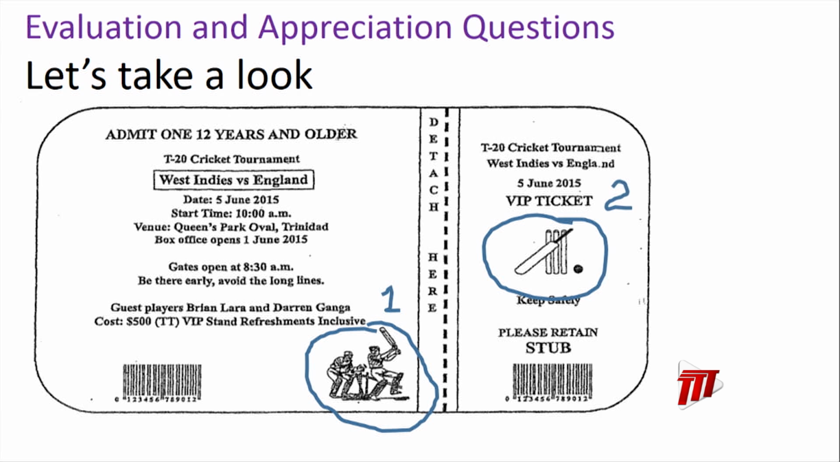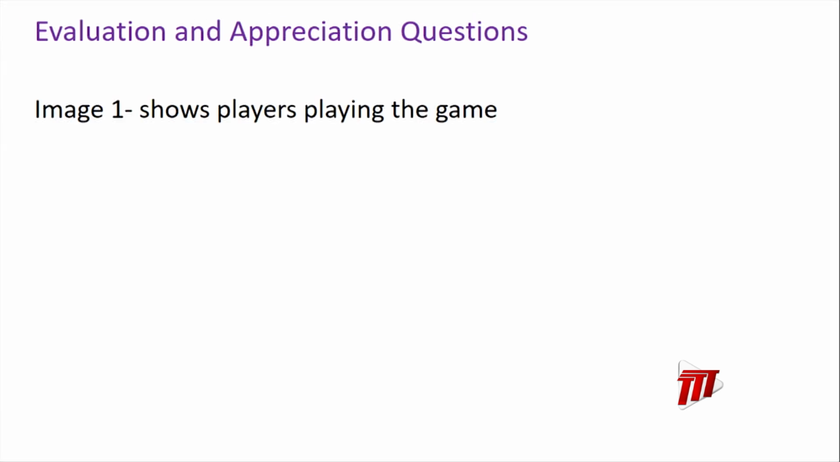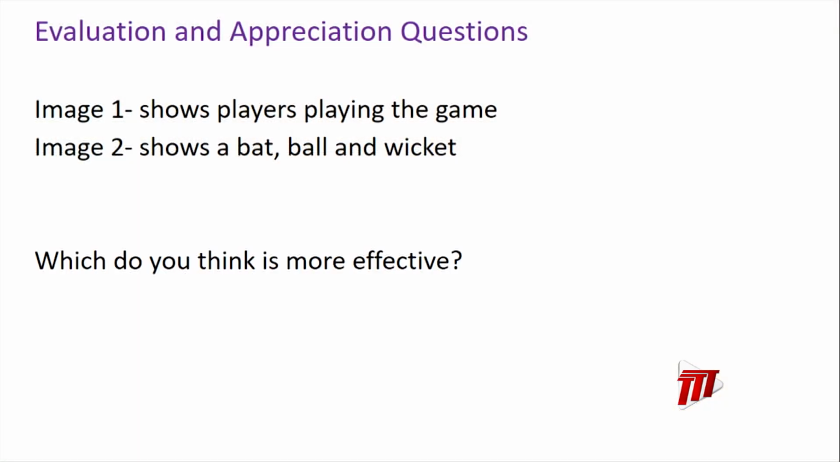We also saw earlier that both images were related to the game of cricket. So, image 1 shows players playing the game of cricket. We have our wicket keeper, our batsman, and of course our batsman is out. And image 2 shows a bat, a ball, and a wicket. Both images are related to the game of cricket, but which do you think is more effective? Is it image 1 or is it image 2?